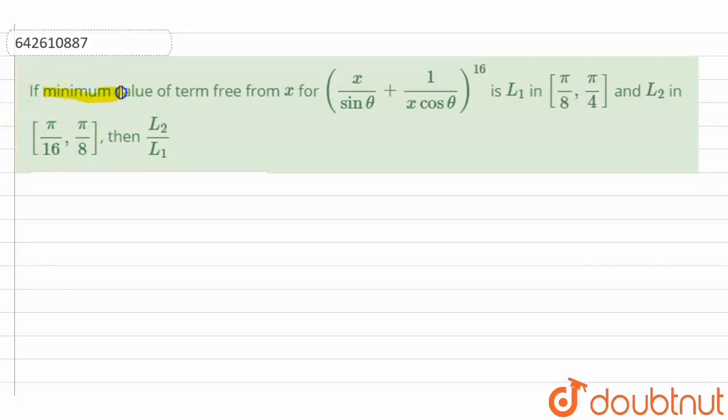Hello everyone, so let's start with the question. The question says that if the minimum value of the term free from x for (x upon sin theta plus 1 upon x cos theta) whole to the power 16 is L1 in the domain pi by 8 to pi by 4, and L2 in pi by 16 to pi by 8, then find L2 by L1. Okay, we have to calculate L2 by L1.